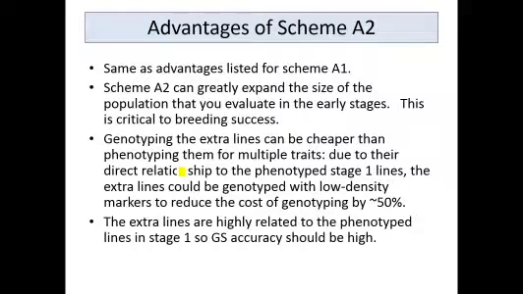Genotyping these extra lines can actually be much cheaper than phenotyping them, especially when you consider phenotyping them for multiple traits. And due to their direct relationship to lines that are phenotyped in stage 1, the extra lines can probably be genotyped with low density markers. That could reduce your cost of genotyping these extra lines by 50% versus genotyping at a high density. The extra lines are highly related to the phenotyped lines, so we would predict that genomic selection accuracy should be quite high.